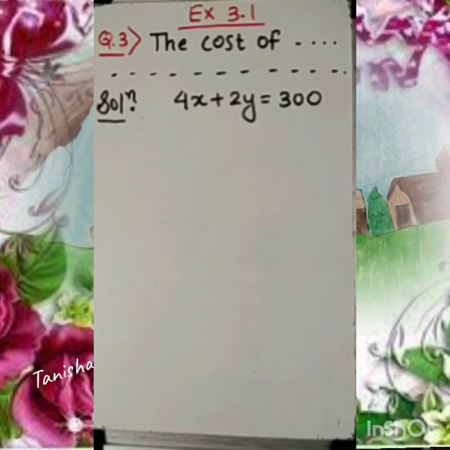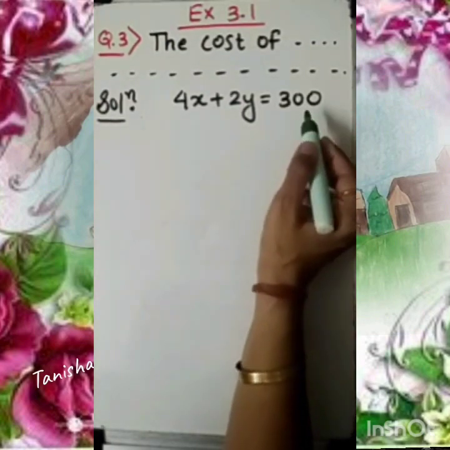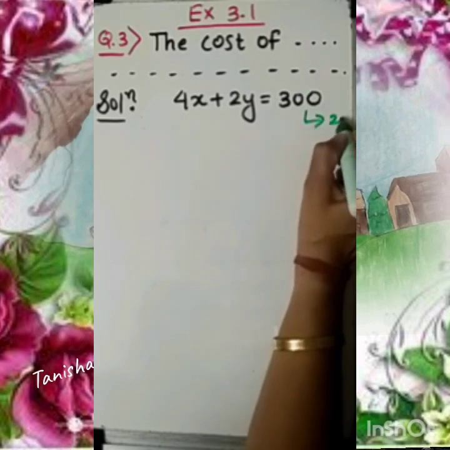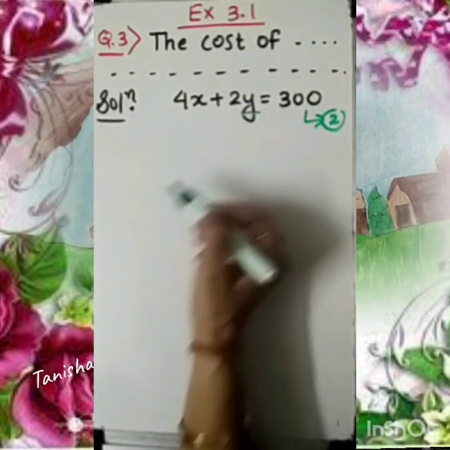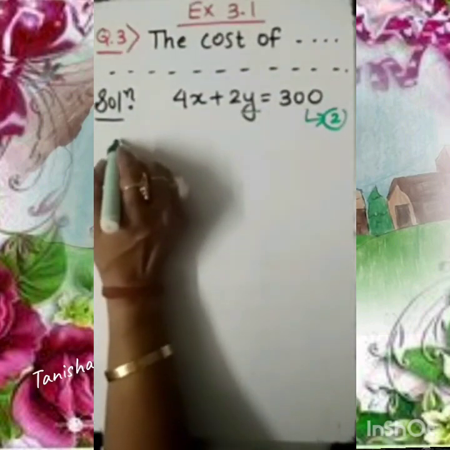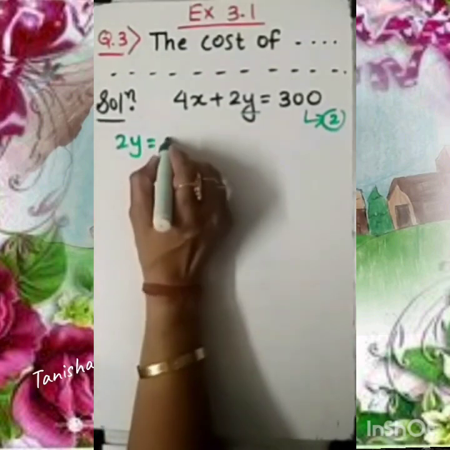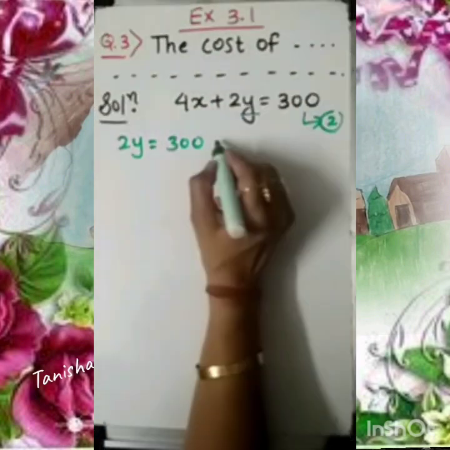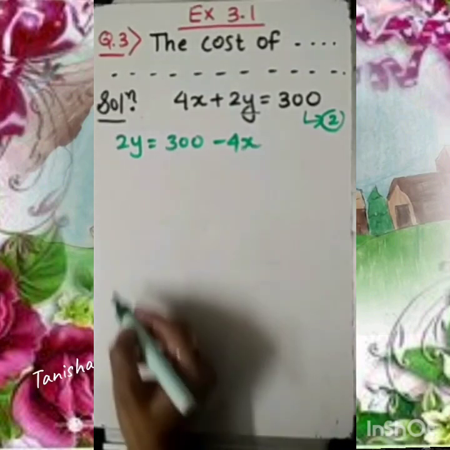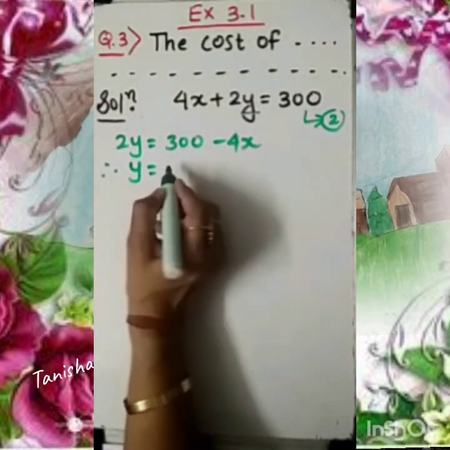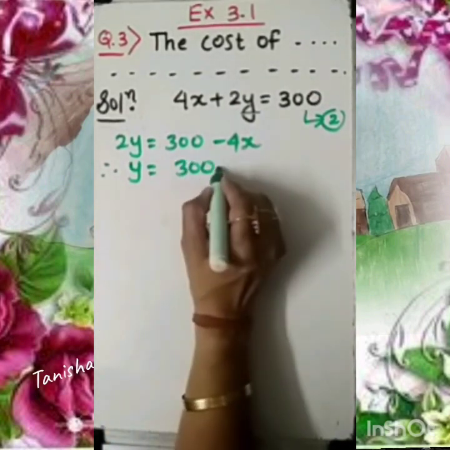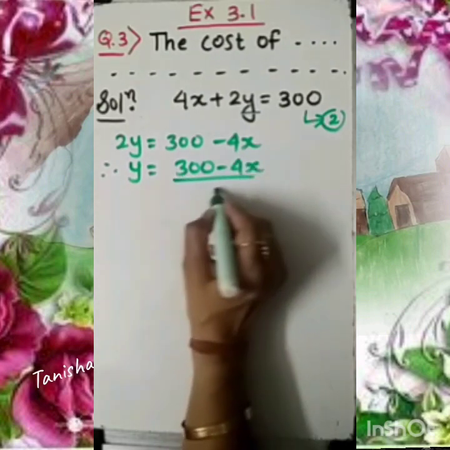So dear student, in front of you now we are having the second equation. Let's work out on the second equation. Now here I want to make y the subject. So with that I need to bring this 4x, I'm transposing 4x to the right side. So it will become minus 4x. And of course the value of y will be 300 minus 4x divided by 2.